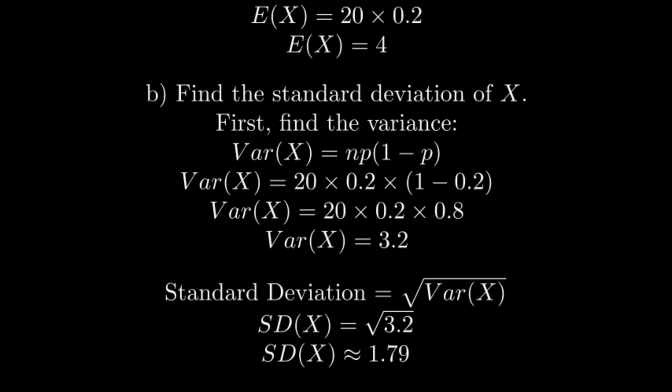This gives us a measure of how much the number of correct answers is likely to vary from the mean of 4. So you see, these formulas provide a very quick way to understand the center and spread of a binomial distribution without needing to construct the entire probability table. We've now successfully used these formulas to find the mean and variance.